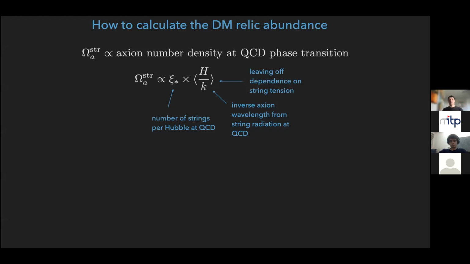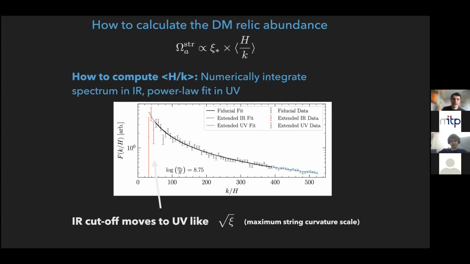Now, how is the dark matter relic abundance actually calculated at the end? We already have this number I showed in the previous slide, something between 13 and 17. Now, this is something you need to get from the axion spectrum. It's basically just the inverse axion wavelength at the string rate at the time of the QCD phase transition. The way you calculate that quantity is by effectively integrating the power spectrum over here. You numerically integrate it in the IR region, and then you do a power law fit in the UV region over here.